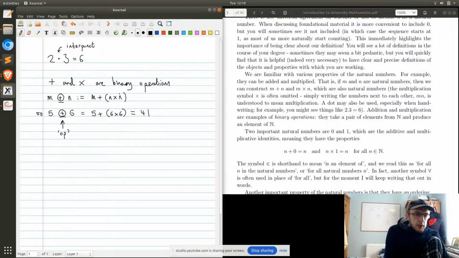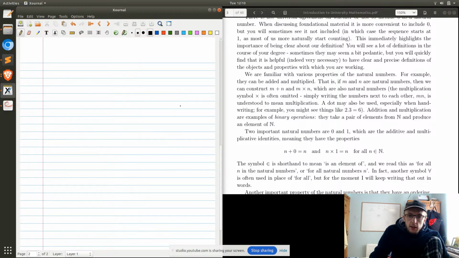Clearly, because multiplication gives you a natural number, and so does addition, this is going to give you a natural number as well. And it's not like addition and multiplication because it lacks this super basic property of commutativity. 5 op 6 is not the same as 6 op 5. Okay?